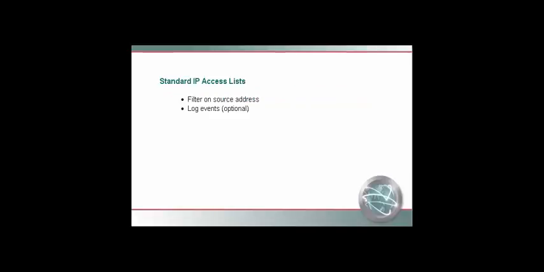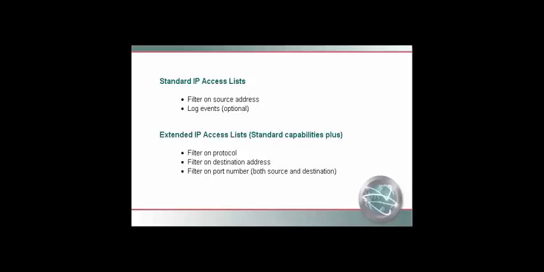When creating IP access lists, you can choose from either standard or extended lists. Standard lists filter based on the source network or host address contained in a packet. As an option, you can enable a log of filtered events. Extended access lists can filter on a wide variety of additional items such as protocol, destination address, port number, and so on.